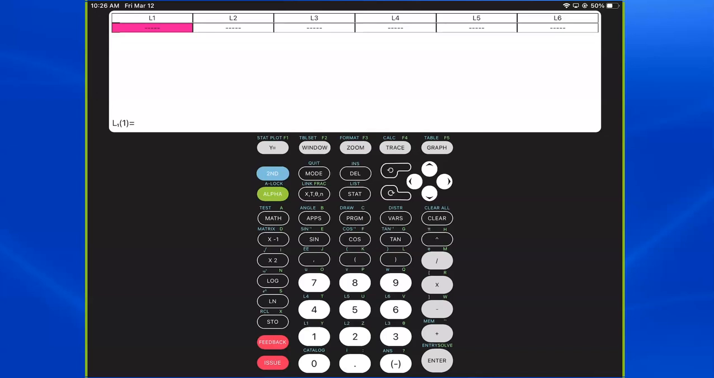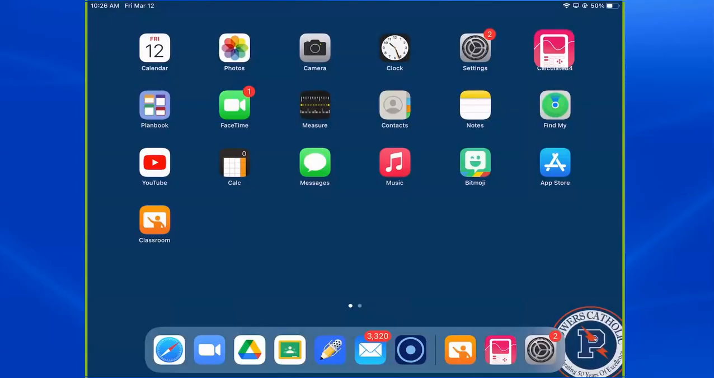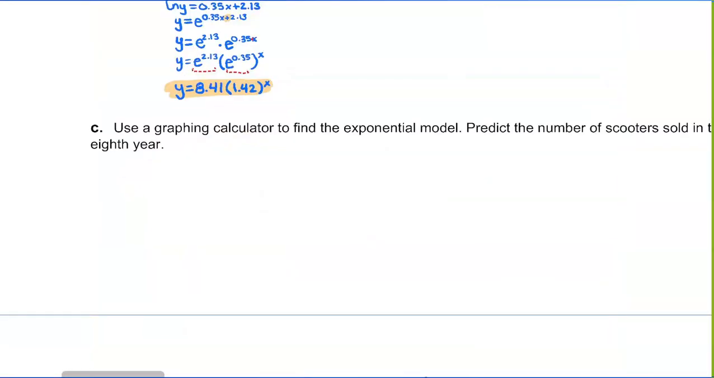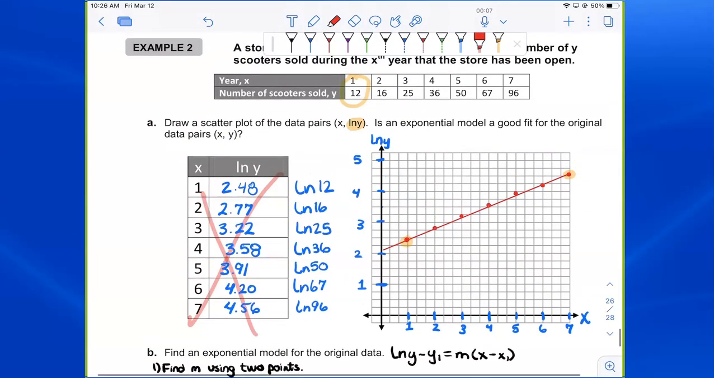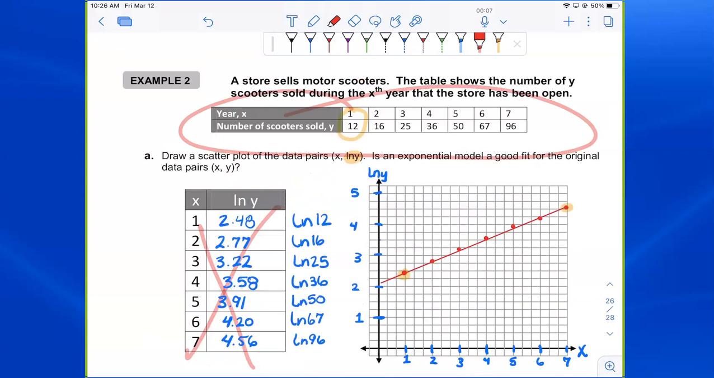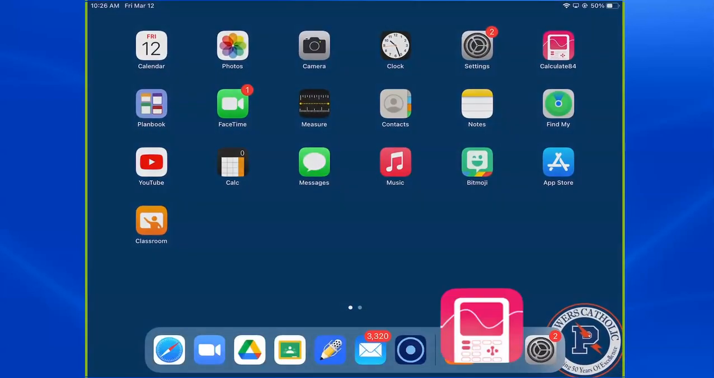Now, the data that we're going to use, be careful, the data we're using is not the table that we made. So we're not using this table, we're using this table. You have to use the original one, okay? Do not use the one that we made. Because we want to exponentiate that original data. We want to find that exponential model.